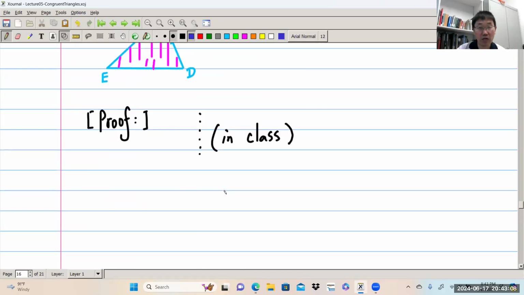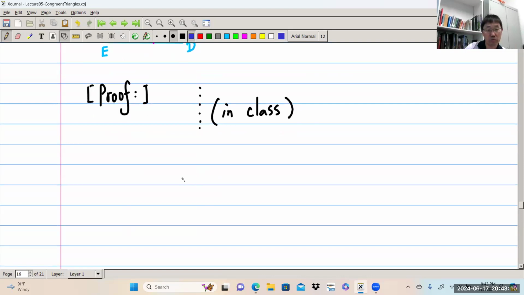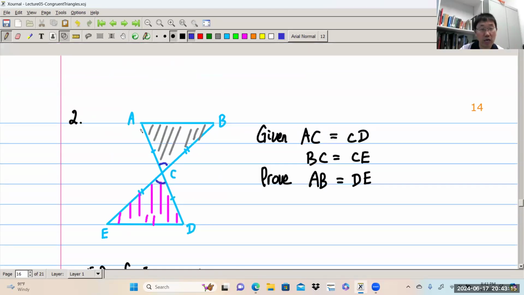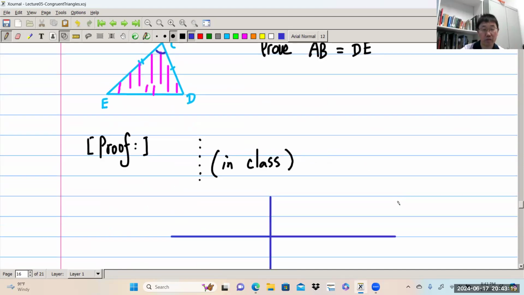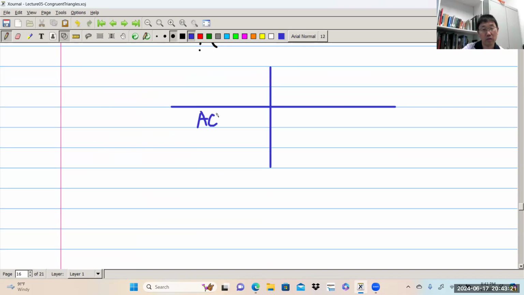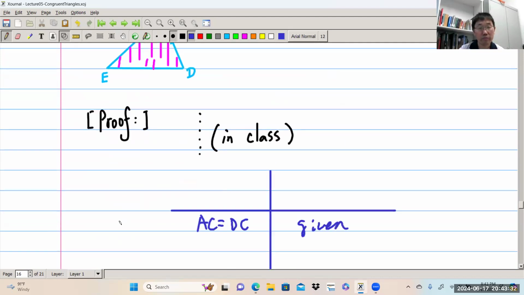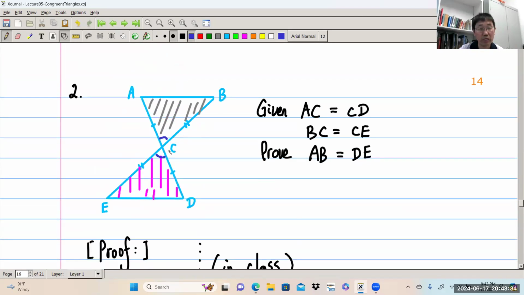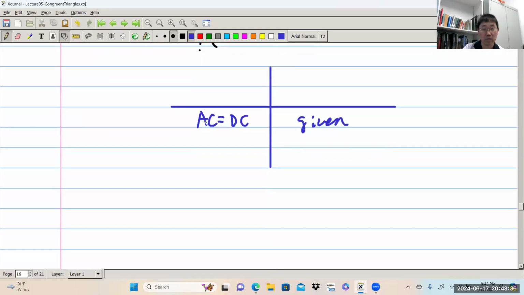So can you write down a proof now? Yes, right? So you can do it like this. First of all, you write down obvious things. You say AC equals DC, given. We have one pair of S, S to S, given. And also we know BC equals EC. This is also given.